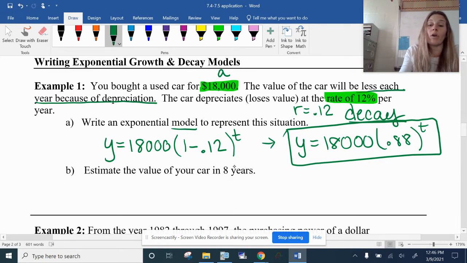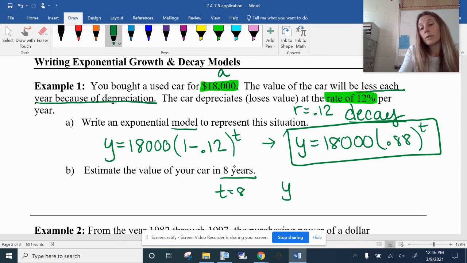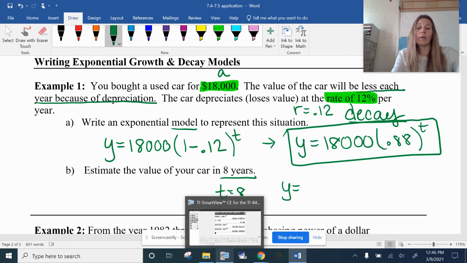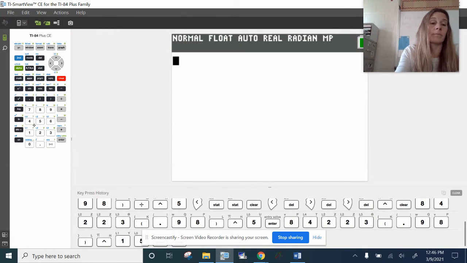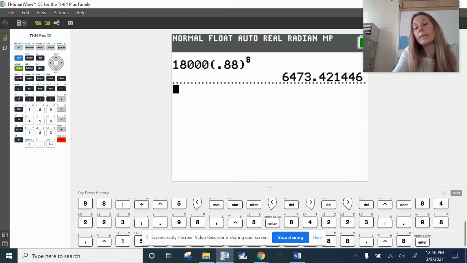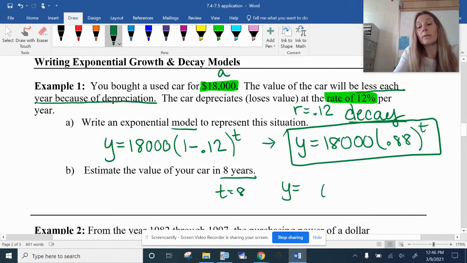Estimate the value of your car in 8 years. So I'm going to put in a T of 8. So what do I get there? So on my calculator, 18,000 times 0.88 raised to 8. And it's valued at $6,473.42.